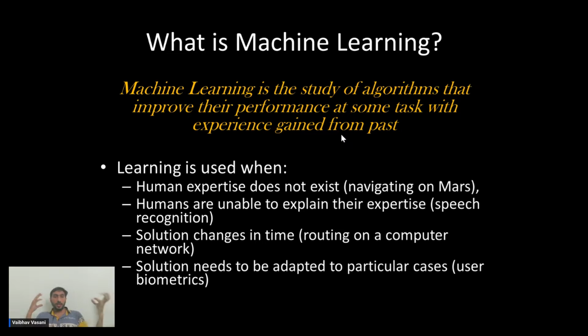So machine learning is the study of algorithms which improve performance at some task. That task can be anything. So why is this learning important? Maybe we have to create some satellites or some robots which want to navigate.